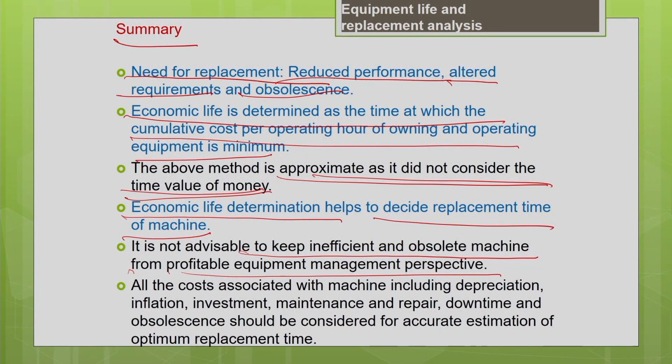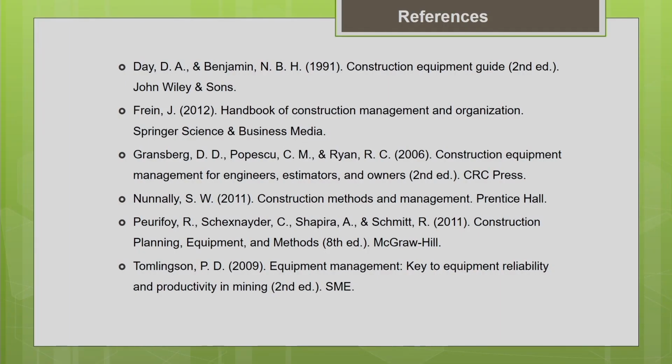For the equipment replacement analysis, we are supposed to consider all the costs, as I mentioned earlier, including the depreciation cost, effect of inflation, investment cost, maintenance and repair, downtime, and obsolescence. Everything should be considered for the accurate estimation of the optimum replacement time. So these are the points we should keep in mind when you do the replacement analysis. These are the references, the textbooks which I recommend for the preparation related to this topic.